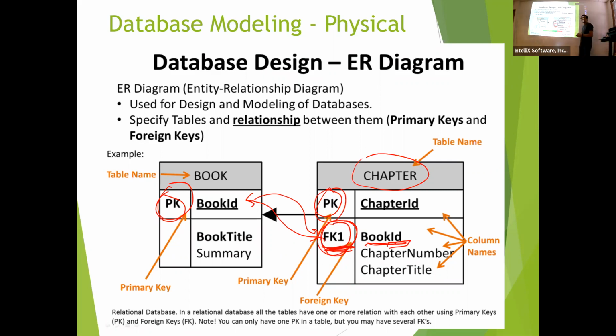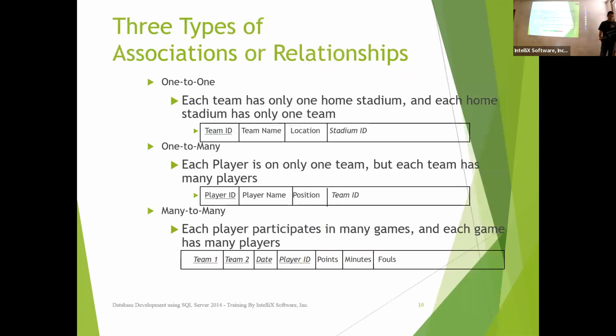Any question on the primary key, foreign key concept? Okay. So I think I already talked about the 3 types of relationships, right? One-to-one, one-to-many, many-to-many. It's already there. So I'm gonna skip that part.